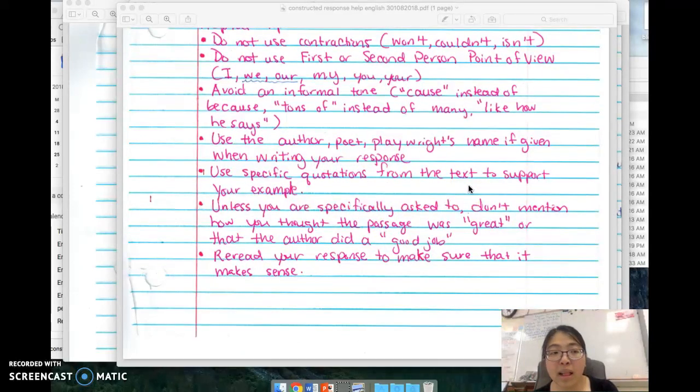That's really, really important. A lot of the times, a grader is going through a lot of these responses to grade. They're just flipping through. A lot of times they're just really looking for those quotation marks in a line from the text that has to do with the question. So make sure you really cite evidence directly from the text. Unless you're specifically asked to, don't mention how you thought the passage was great or evaluate the author. Just try to stick to what the task is at hand. And then reread your response to make sure that it makes sense.